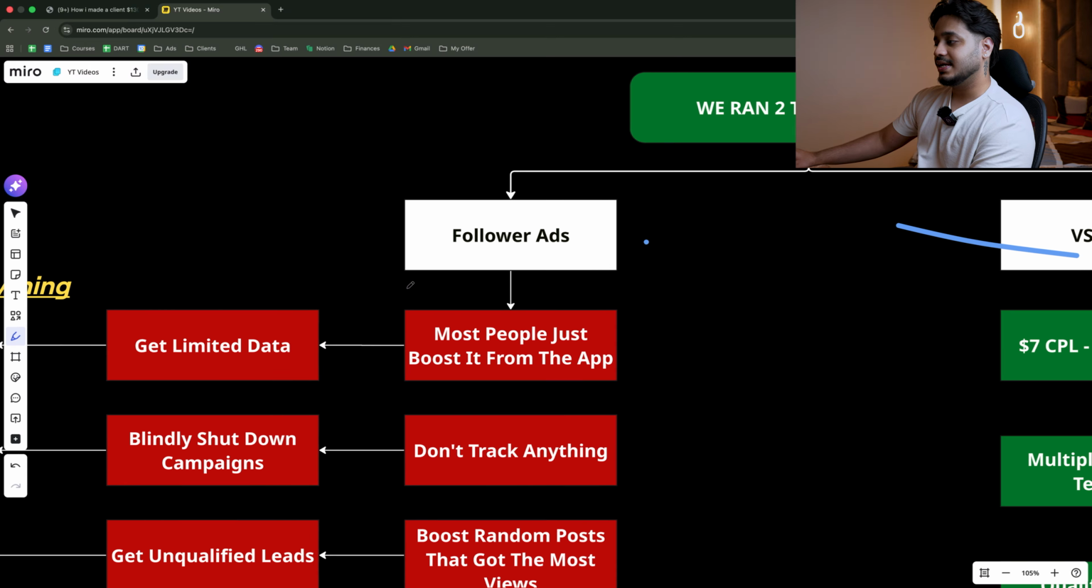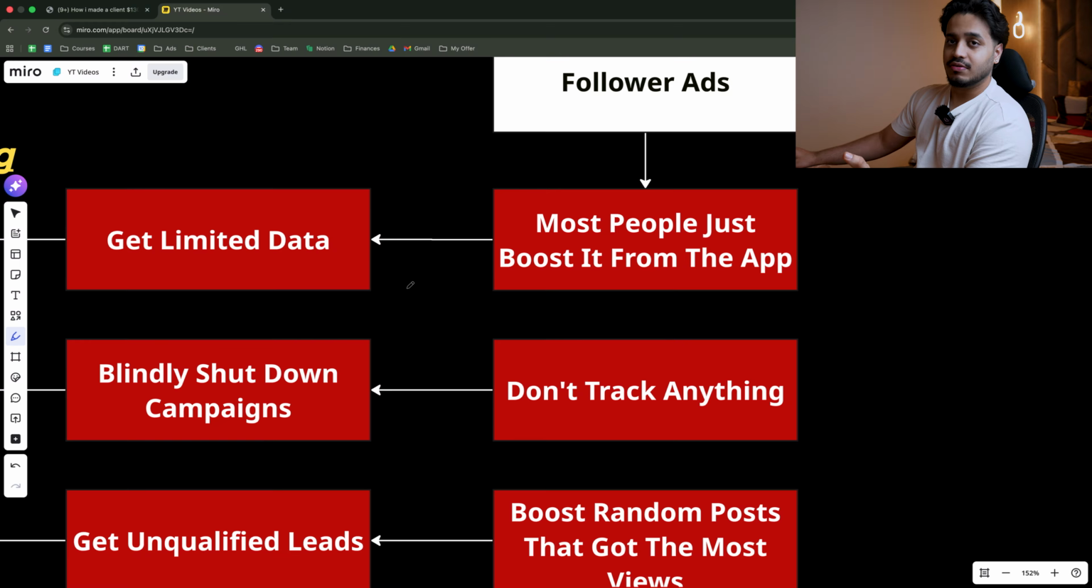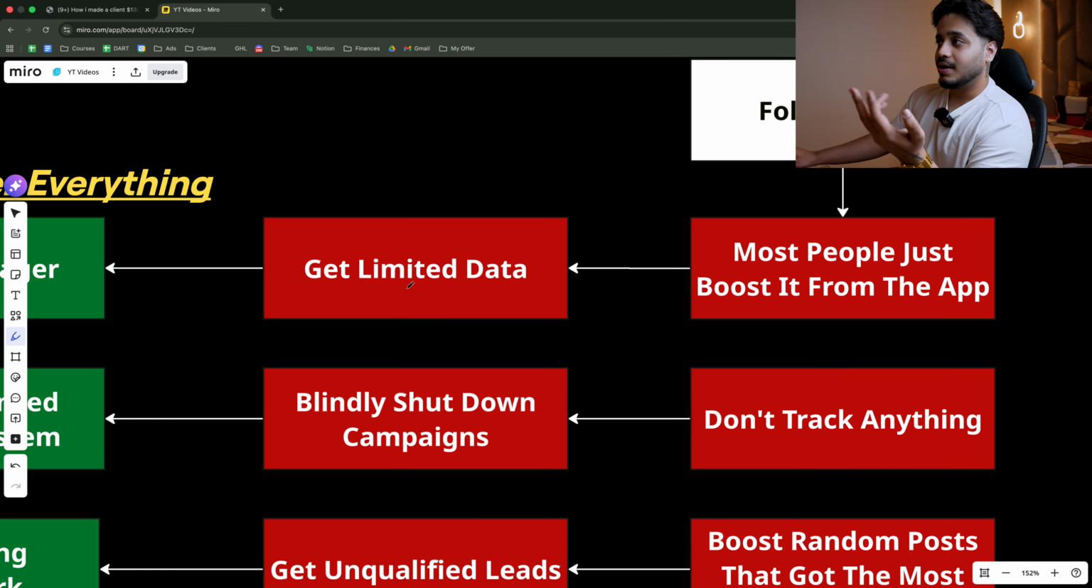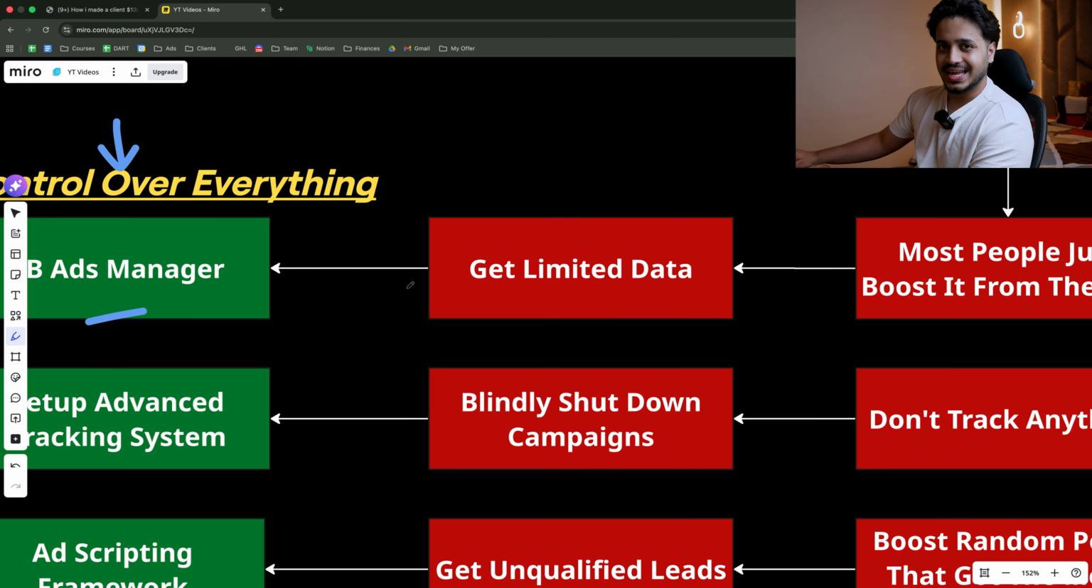Now, the second mistake is people don't track anything when it comes to follower ads. Like if you've run follower ads and you've still not tracked them, then this is the biggest mistake you can make, because if you don't track, you're not going to make the right decision, right? And because of this, people usually just blindly shut down campaigns. They might run the campaign for like 3-4 days and then shut it down because it's not bringing results, right? So this happens when you don't track anything.